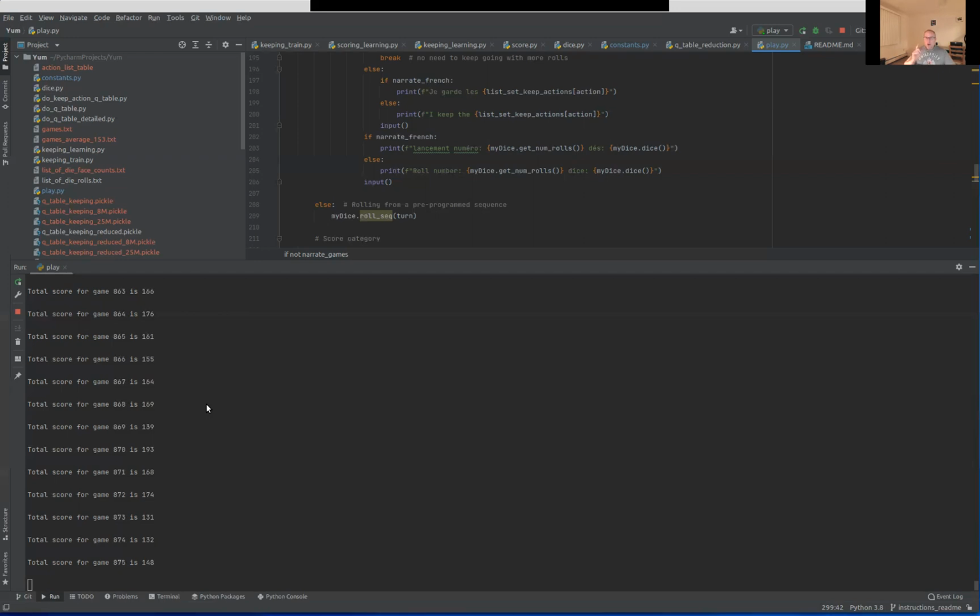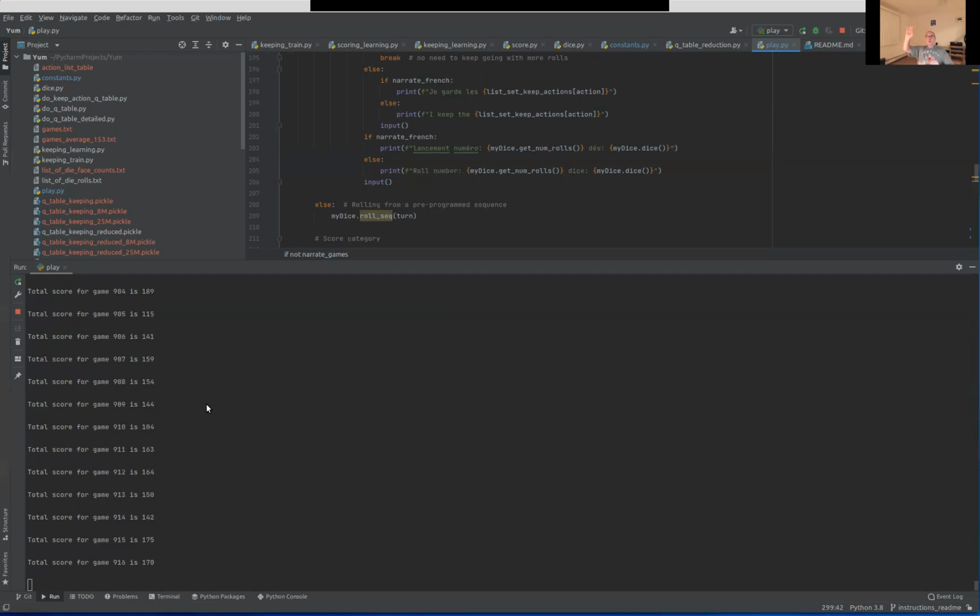But I said earlier that you can download this repo and it will work right away. And you might be saying, well, if the Q tables aren't there, then how is it going to work right away? Well, I also have some reduced Q tables up there. Essentially, once you're done, in your columns there's only one column that matters, which is the maximum.